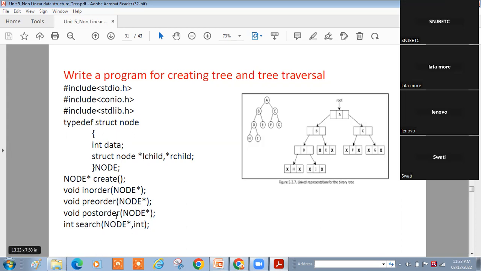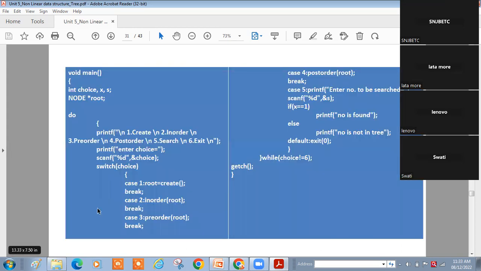So here I have to write down the functions for in-order, pre-order, post-order, and search. I have started the program here with void main. I have to give different inputs as choice, X and S. X is the value. X is nothing but the keyword that is used to search the element. X means the data that we have to enter.